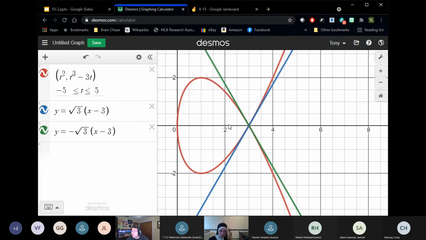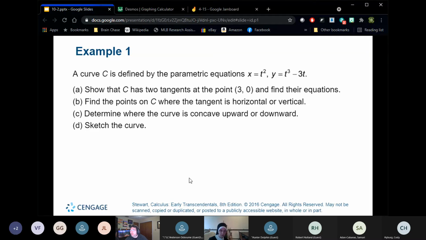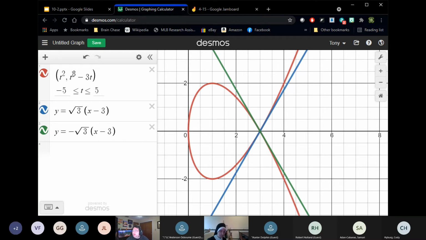All right. The next thing it wants us to find is the points where C has a horizontal or vertical tangent. So if we look here, if we turn those off for a second, it looks like I have a horizontal tangent down the bottom here. Looks like I have a horizontal tangent up top here. And it looks like I have a vertical tangent over here. But we have to figure out the t values that are going to give us those.